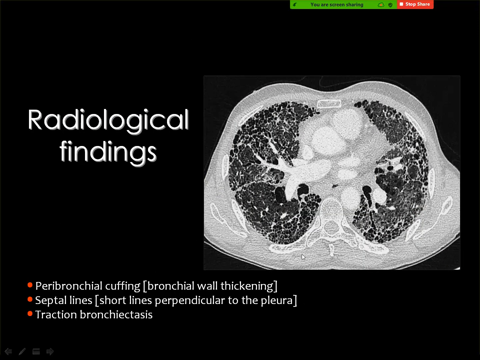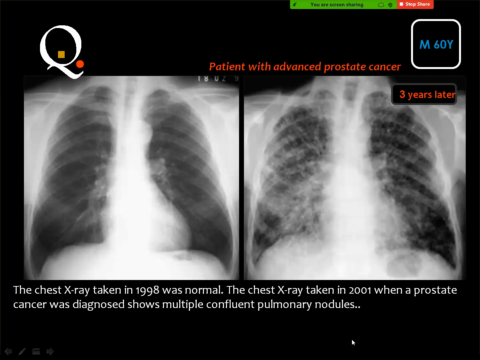And this is a classic appearance of usual interstitial pneumonia or idiopathic pulmonary fibrosis, with the two main features, the traction bronchiectasis and honeycombing, and also you got ground glass opacities. Then this patient had an advanced prostatic cancer. The chest X-ray before 3 years showed this appearance, and after 3 years showed this appearance.